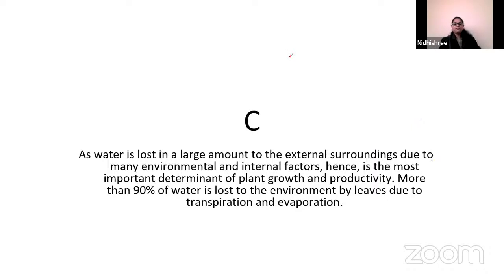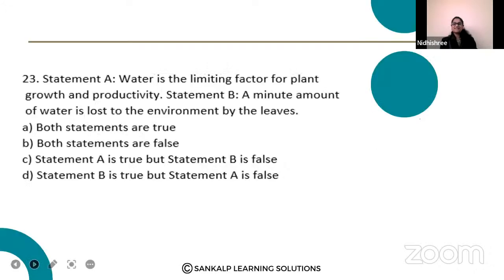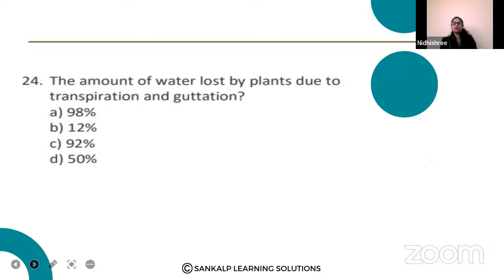Okay, fine. Hemashri, can you read out the slide? Yes, ma'am. As water is lost in a large amount to the external surroundings due to many environmental and internal factors, hence it is the most important determinant of plant growth and productivity. More than 90% of water is lost to the environment by leaves due to transpiration and evaporation. Thank you very much. So here, water is lost in a large amount, but here they have given in the minute amount. So option C is the right answer. Okay, don't answer or don't message blindly. Read the question twice and then answer, guys.